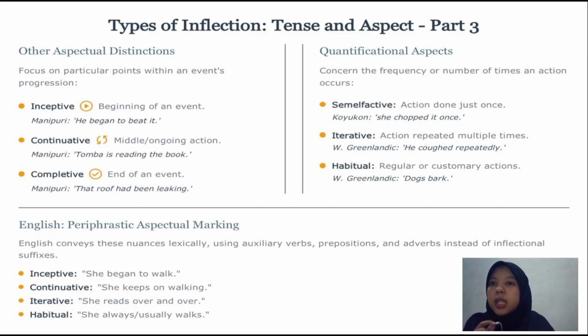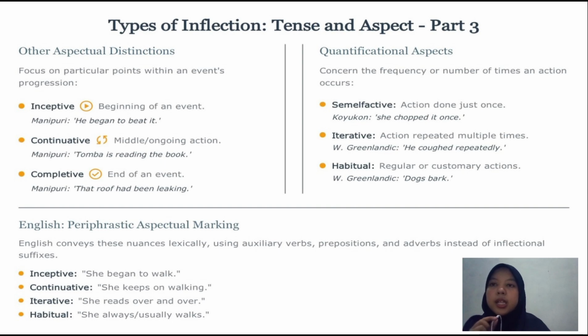For the second is continuative. Continuative describes an action that is still happening or continuing without stopping. For example, she keeps on walking. It highlights the ongoing nature of her walking.